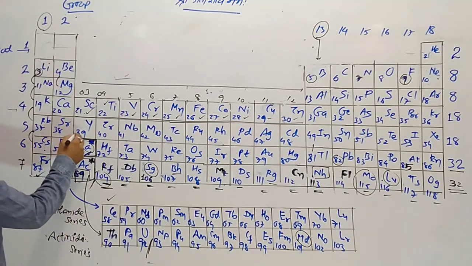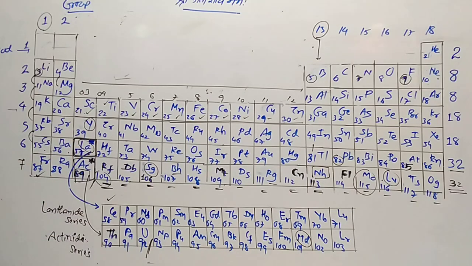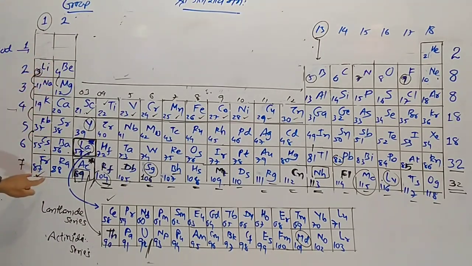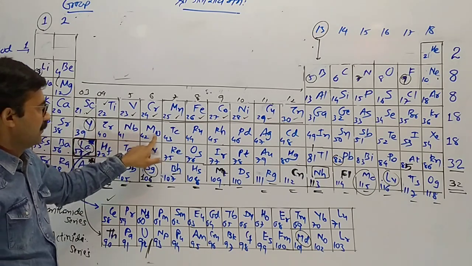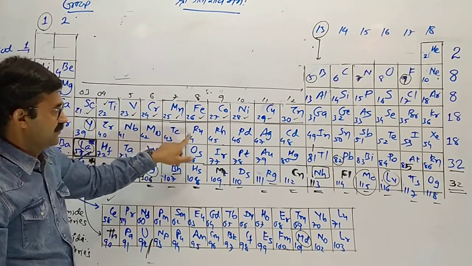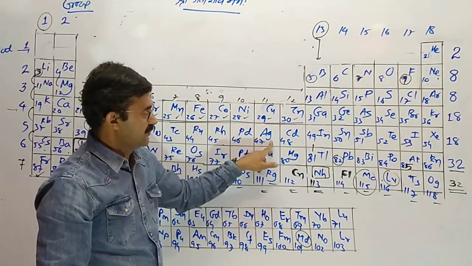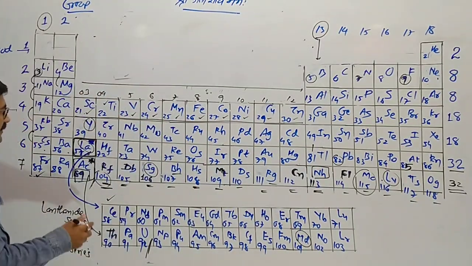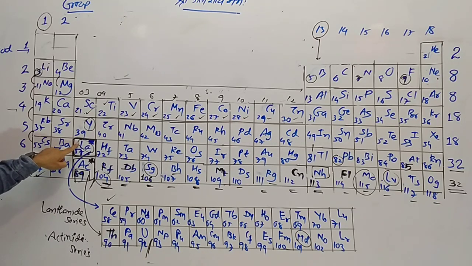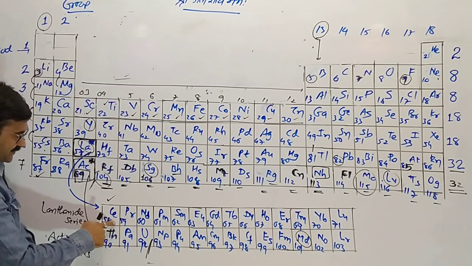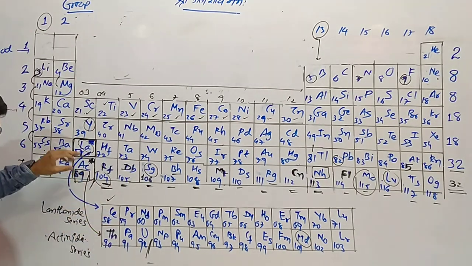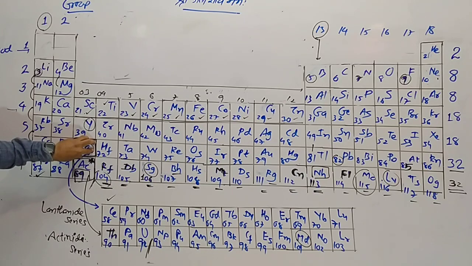Then after strontium, here yttrium. So vertical, horizontal: yttrium, zirconium, niobium, molybdenum, technetium, ruthenium, rhodium, palladium, silver and cadmium. Now here is lanthanum, 57. Then 14 elements are missing here. So 14 plus 1, 15 elements are in one box.